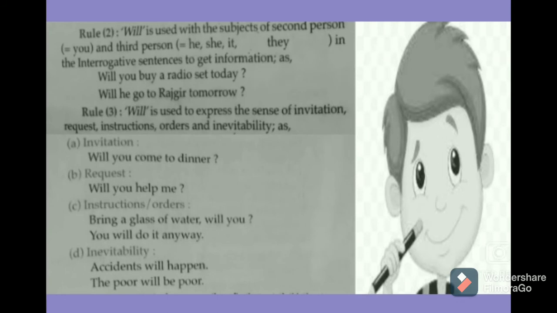Children, let's see rule number 2. Will is also used with the subjects of the second person and third person in the interrogative sentences to get information. Let's see these interrogative sentences. Will you buy a radio set today? Will he go to Rajgir tomorrow?